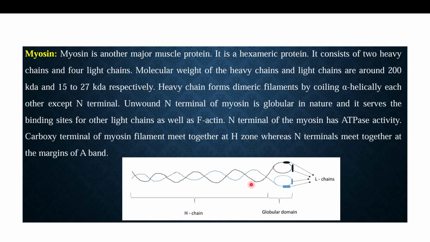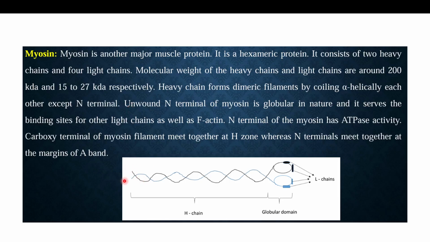This is the heavy chain part. These are the four light chain part, and the heavy chain weighs around 200 kDa, whereas the light chains weigh around 15 to 27 kDa respectively. The heavy chain forms dimeric filaments, this is the one here, by coiling alpha helically onto each other except the N-terminal portion.